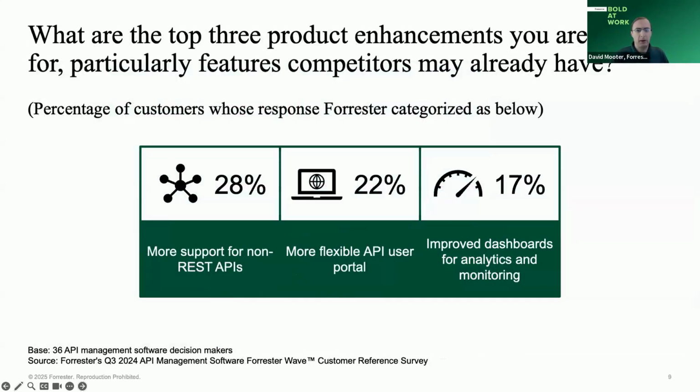Now, there are some areas of the tech stack I wanted to call out, just draw attention to. One is where I see gaps. So I did a survey of buyers of API management solutions, and I asked them, what are the top three product enhancements you're looking for? In other words, what are gaps you see in your tech stack? And the top three responses I got, you can see on the screen here.